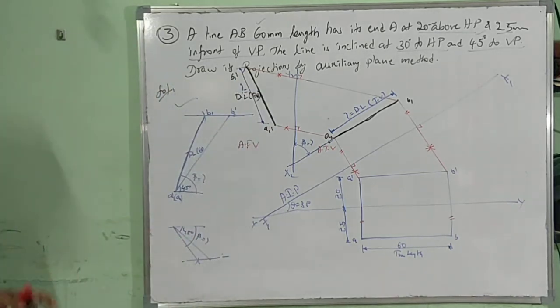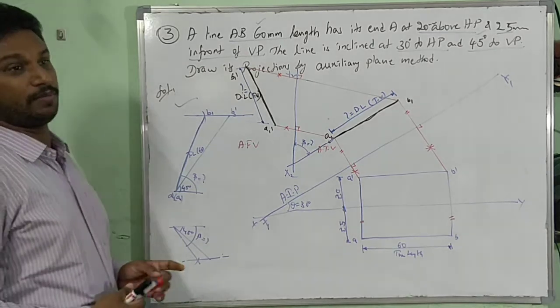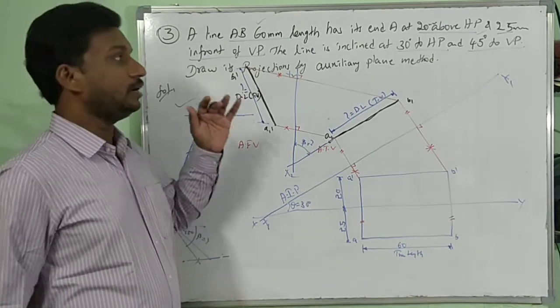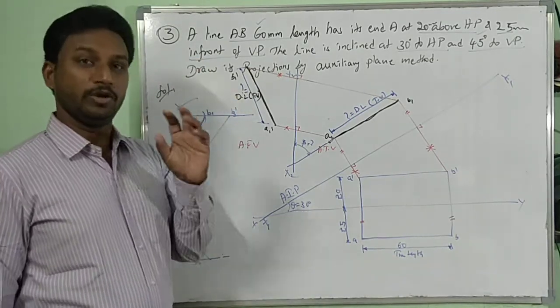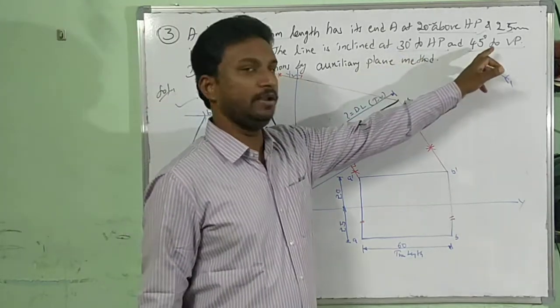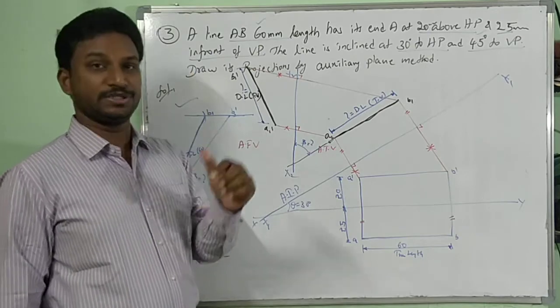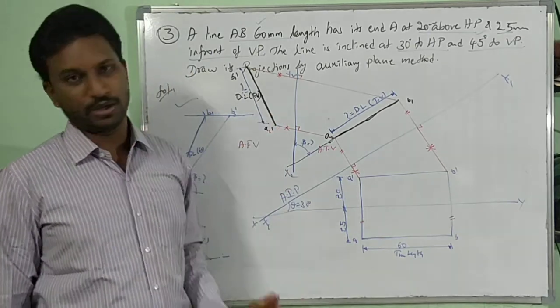Finally, this is your projections. I know you are a little bit confused, and my explanation also may make you get bored. But think here, when a line is inclined to both the planes, HP and VP, the final projections will be the final diminishing length in the front view and the final diminishing length in the top view.